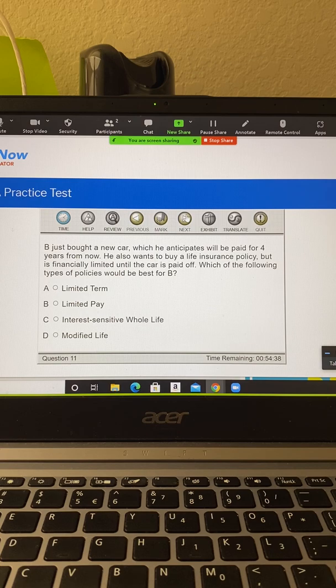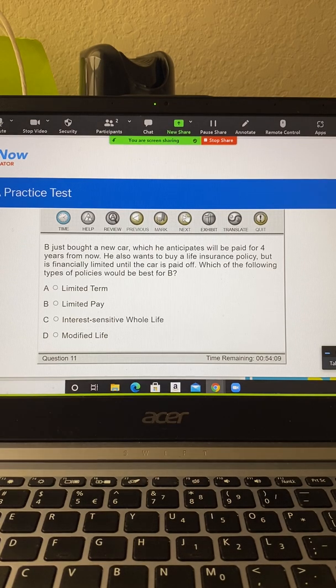Basically, see how this policy would apply to this situation. They're saying the guy doesn't have that much money right now, but he wants to get started. But he'll be able to afford more later when the car gets paid off. So that's why logically a modified life plan would be better, because he can start off low, and by the time the car's paid off, the premium goes up. Okay. You see how that works?